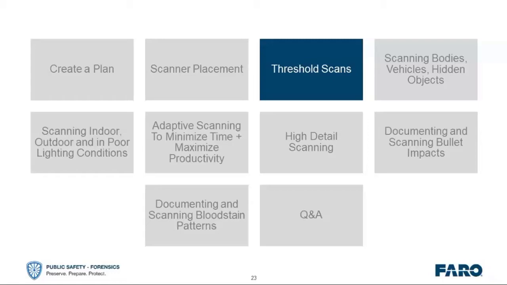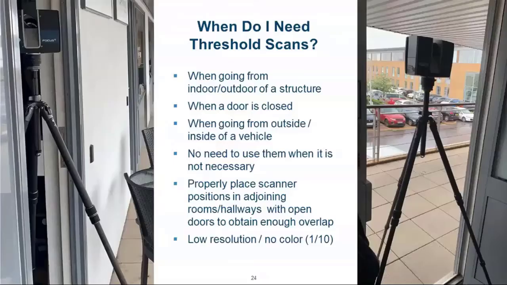If you're scanning the inside and outside of a vehicle, a threshold scan is needed in the doorway. Open the door of the vehicle, do a scan right in the threshold of the vehicle to connect the inside and outside. Now, only one threshold scan is needed, but don't think that you need to just do one. If you feel more comfortable doing two, front door, rear door, that works great too.